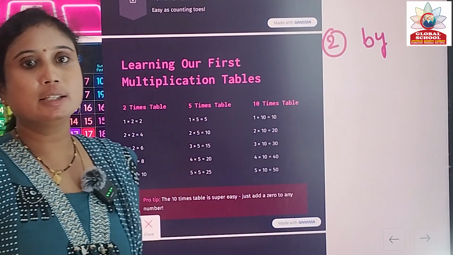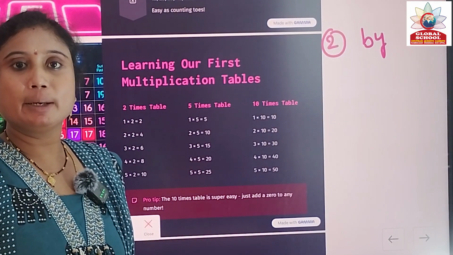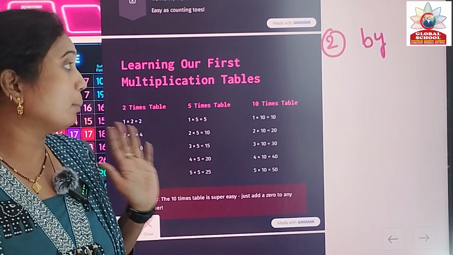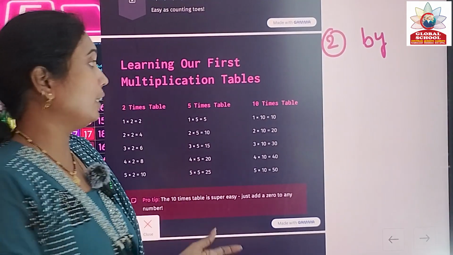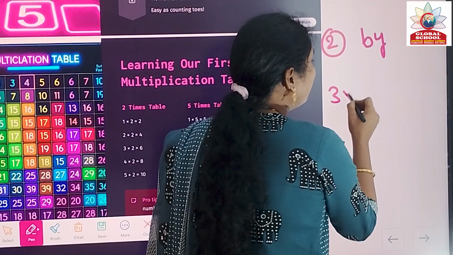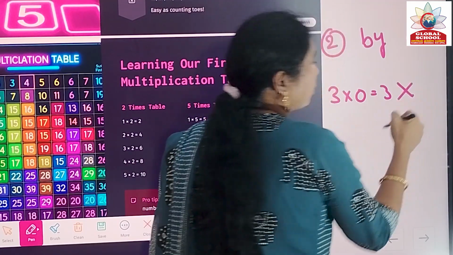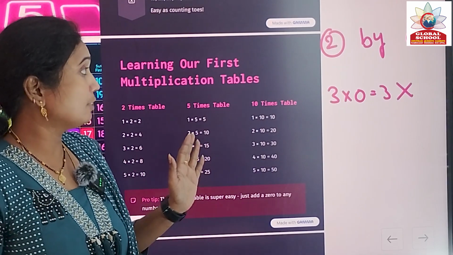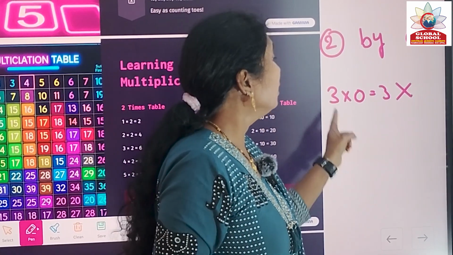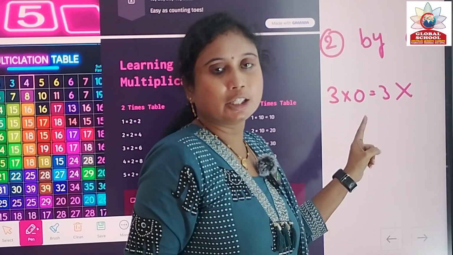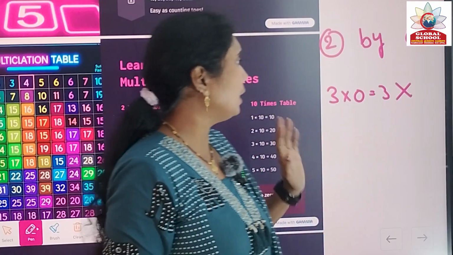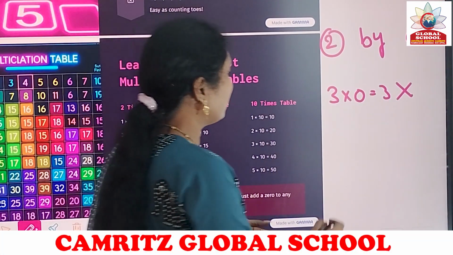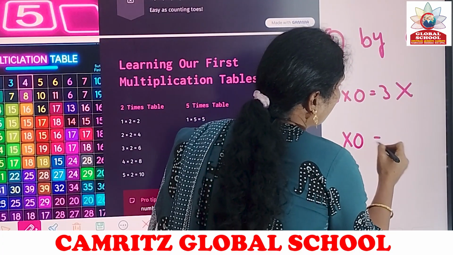Now multiply by 0. If you multiply any number by 0, the answer is every time 0. Remember it. Many children will write 3 into 0 is 3, but it's wrong. That's why you have to remember this fact. Every number multiplied by 0, the answer is always 0. Any number, 2-digit, 3-digit, 5-digit, if you multiply by 0, the answer is always 0.